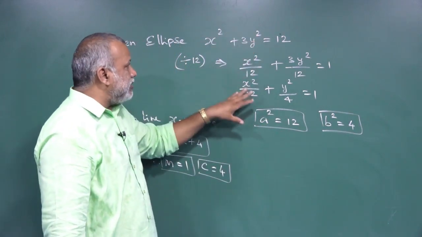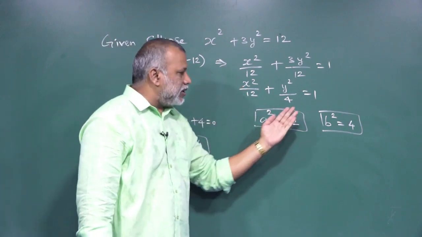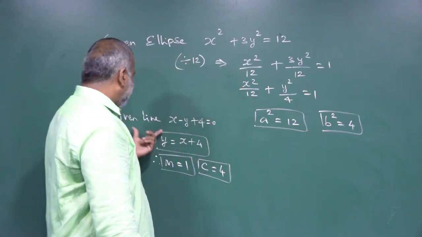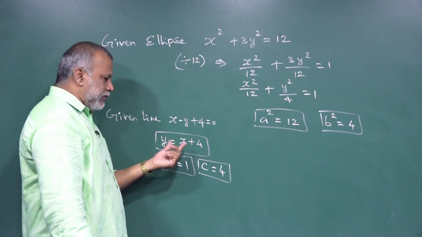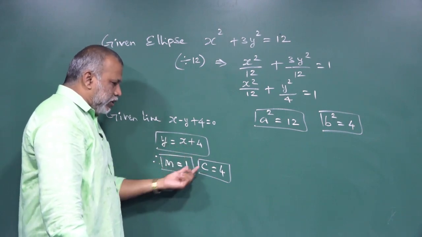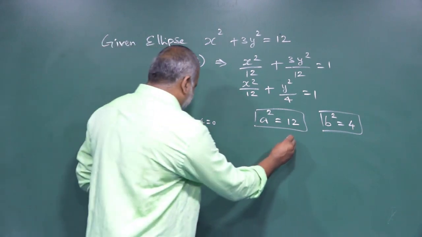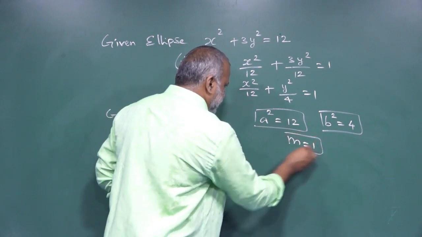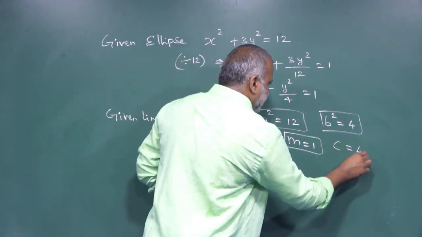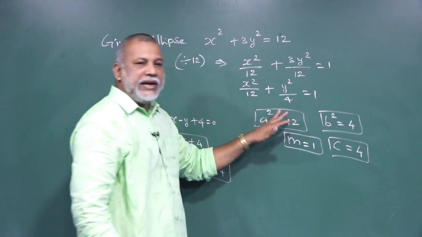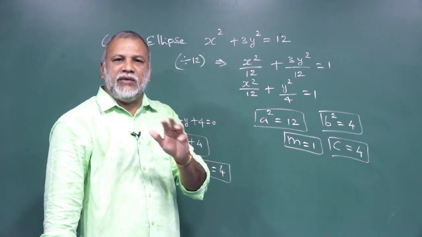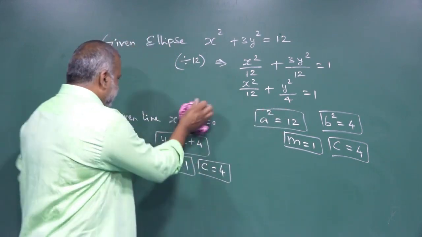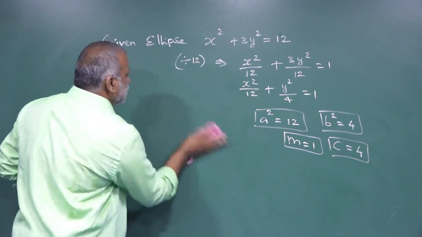So from the standard equation of an ellipse, we work out the values of a squared and b squared. Then from the given line, converted into the form y equal to mx plus c, m equal to 1, c equal to 4. These are the four data we get from the given line and the given ellipse. Then what is the condition now?